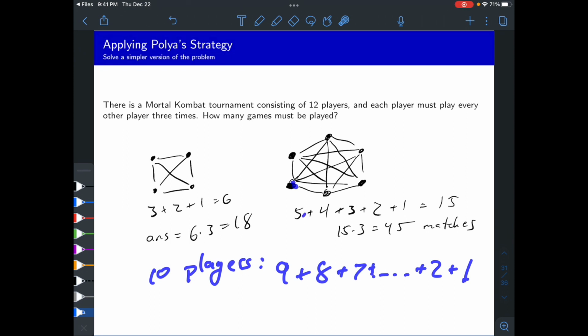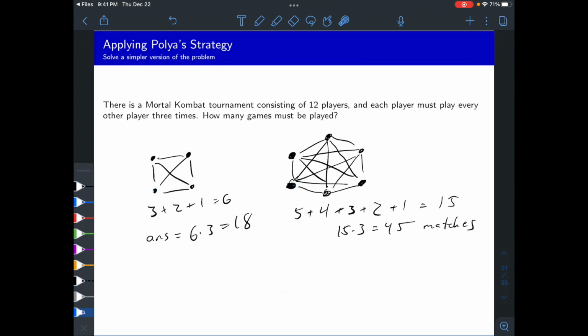But if we have 6 players, it starts at 5. If we have 4 players, it starts at 3. If we have 10 players, it should start at 9. And if we have n players, then we would do n minus 1 plus n minus 2 plus n minus 3 plus all the way down to plus 2 plus 1.